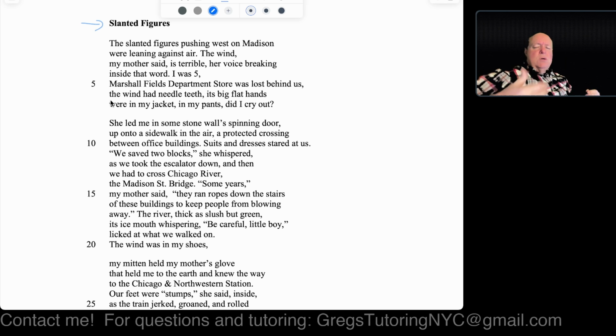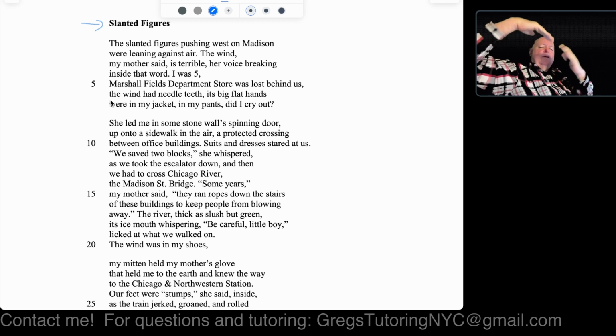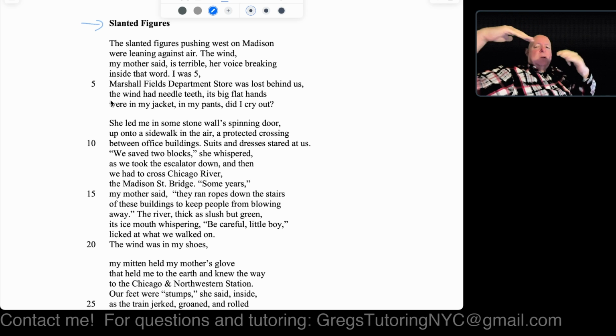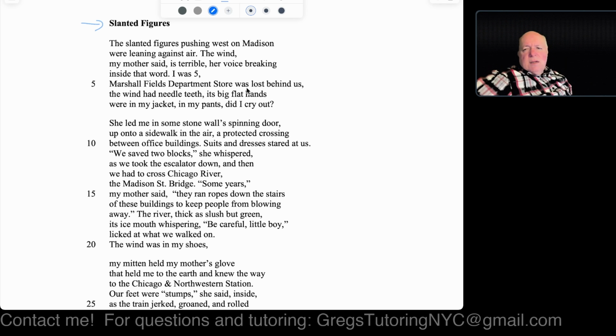One of the oddities too with a poem, on top of the figurative language, is that sentences are normally not split properly. So I'll talk about that as we read here, because I think it depends on the author and things like that as well. So again, coming full circle, we have this thing called Slanted Figures. So let's go through it.